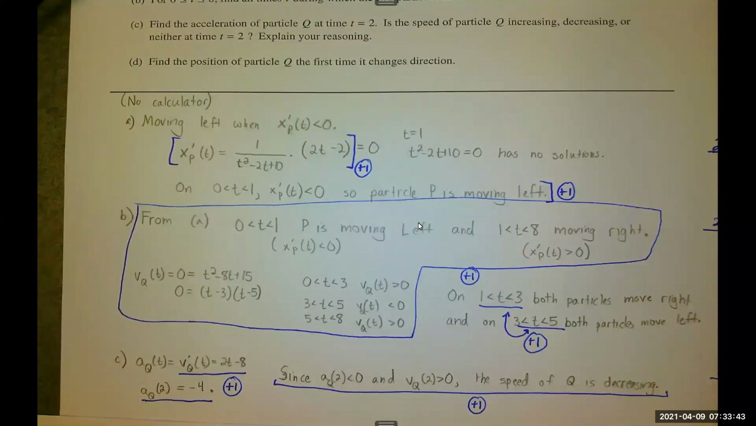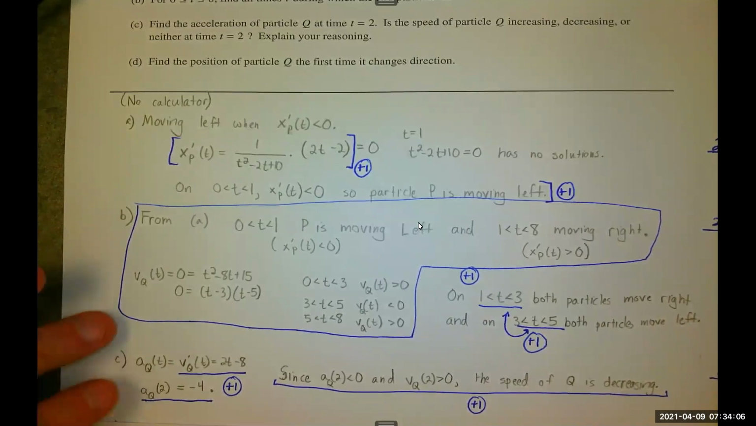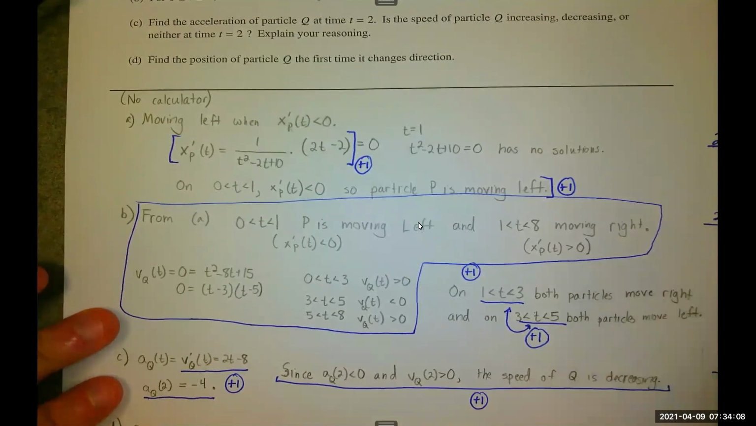Increasing or decreasing speed. We already know that at 2, the acceleration is negative, so the acceleration is to the left. And previously, in part B, we determined that the velocity is to the right, because 2 is between 0 and 3. That means the speed is decreasing or slowing down. Both phrases are used interchangeably. Now we can go to part D.